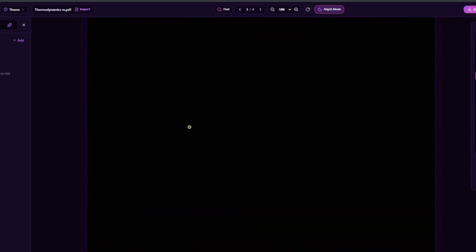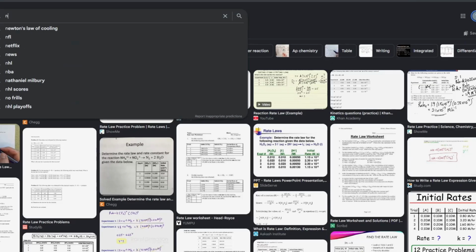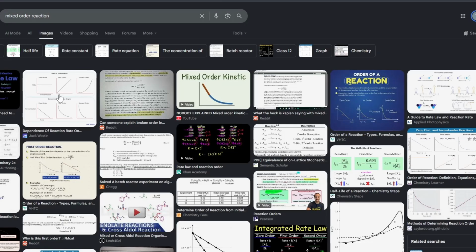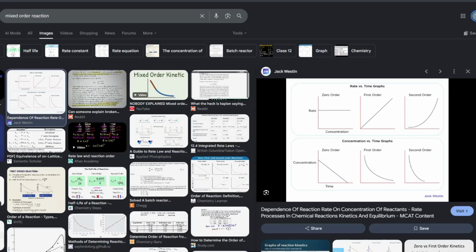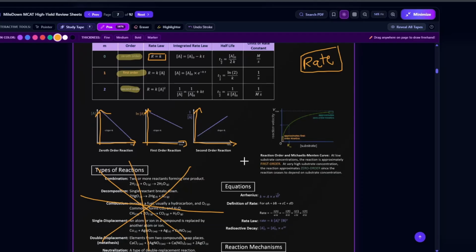Now, last but not least is knowing special rate orders. It's not very high yield, but it's important to know that you could have a broken order with fractional rate orders, where you have a fraction over here. You can also have a mixed order, where the apparent order changes over time or across different concentration regimes, which is common in enzyme kinetics. A mixed order reaction is a chemical reaction where the reaction order changes as the reaction progresses or the concentrations change. That is mixed order, which is not even mentioned on here.